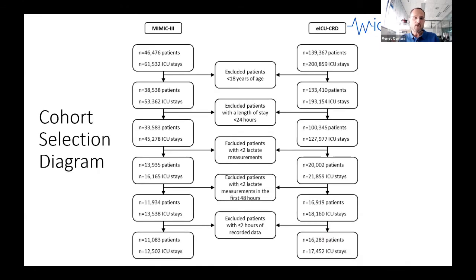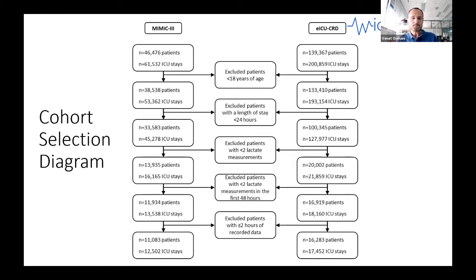And this is our selection diagram. What you will see here is that even though we are starting with 2 quite large databases, we end up with a significantly reduced cohort. And I think this is another aspect of the challenges in medicine and healthcare in general, where you really need a lot of data, because by the time you apply your selection criteria, you end up with a much smaller amount of patients and data.